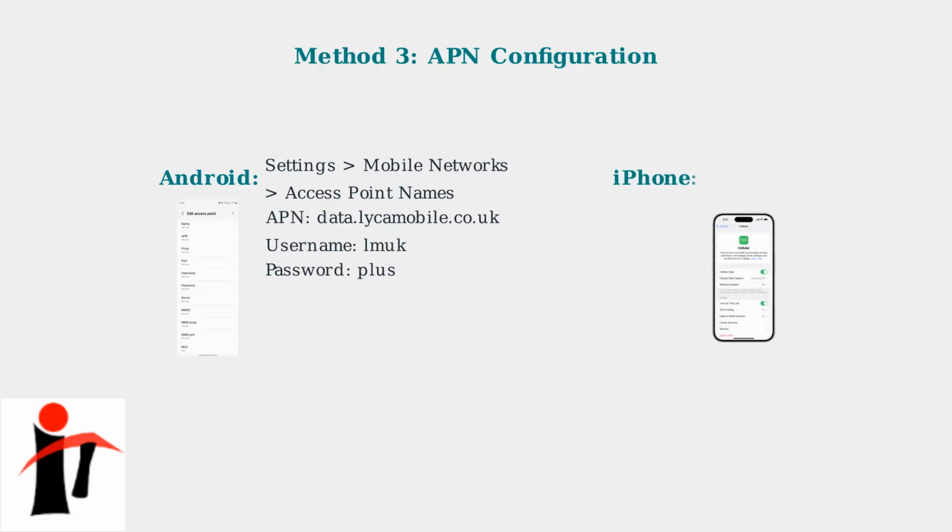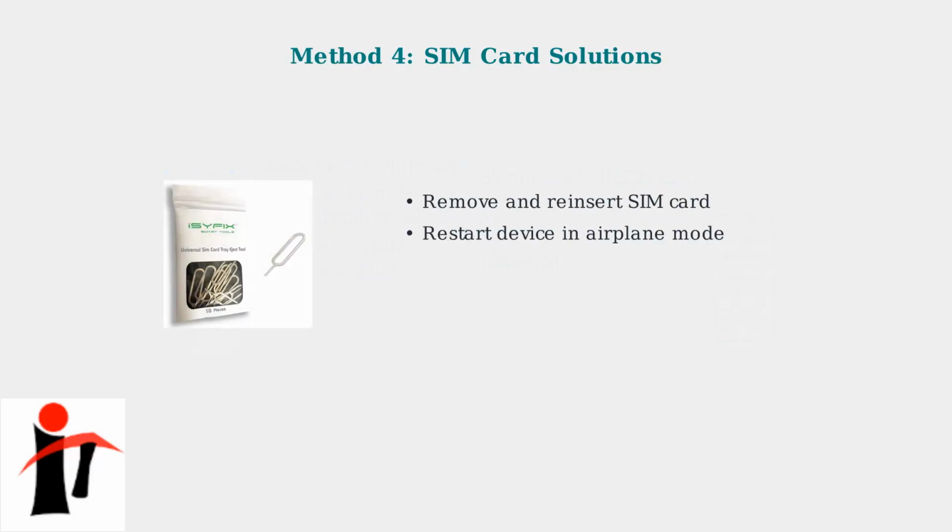For iPhone users, the process is simpler. Go to Cellular Settings and reset your network configuration if needed. Sometimes the issue is with the SIM card itself. Physical troubleshooting can resolve connectivity problems that affect messaging. Use a SIM ejector tool to safely remove your SIM card. After reinserting it, restart your phone and check if messaging works properly.